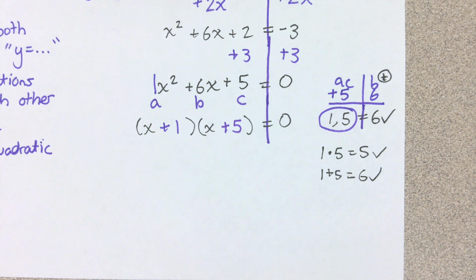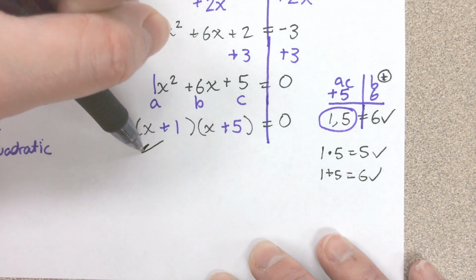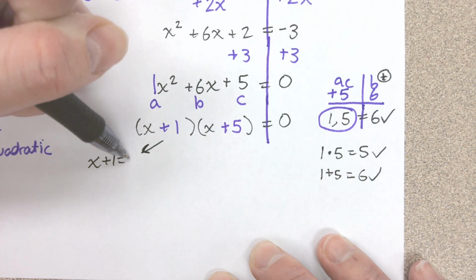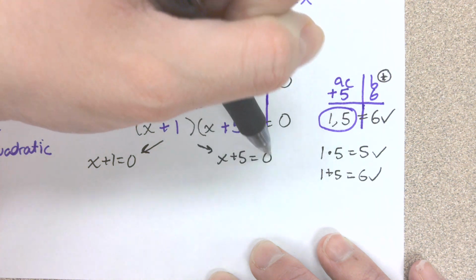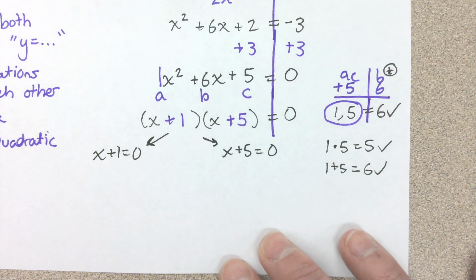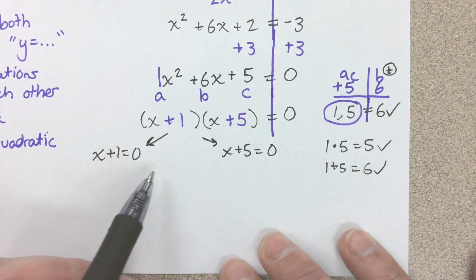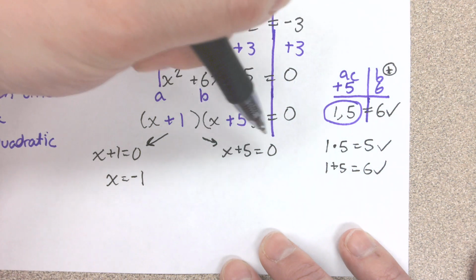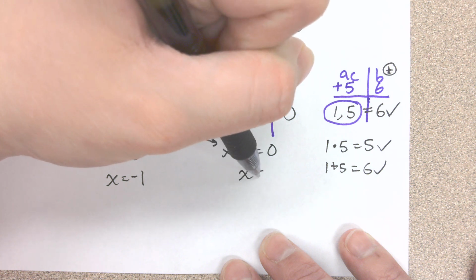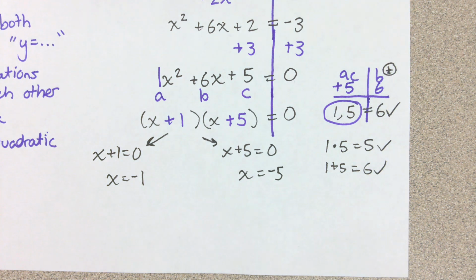Now what? We're going to split these up into two equations. x plus 1 equals 0. x plus 5 equals 0. Subtract 1 from both sides. We get x equals negative 1. Subtract the 5. x is negative 5.